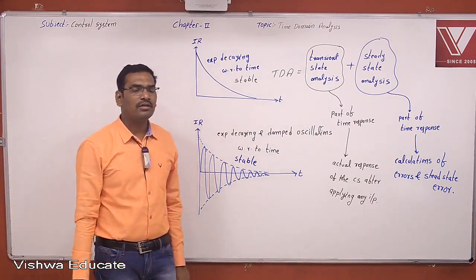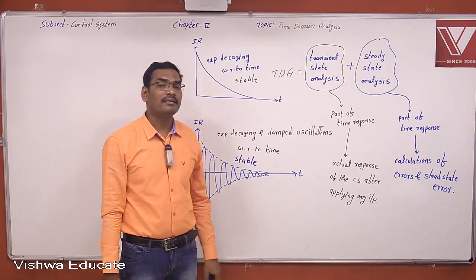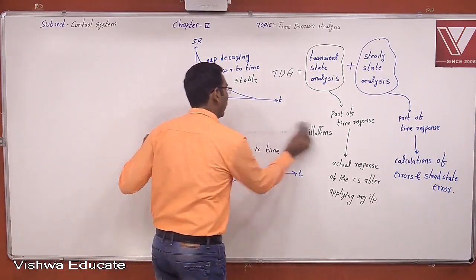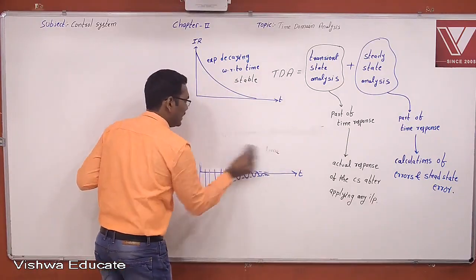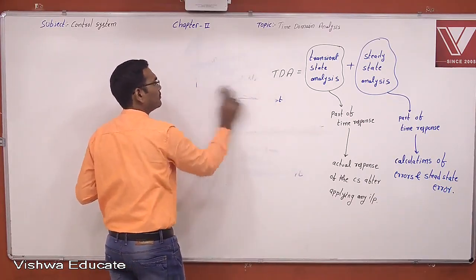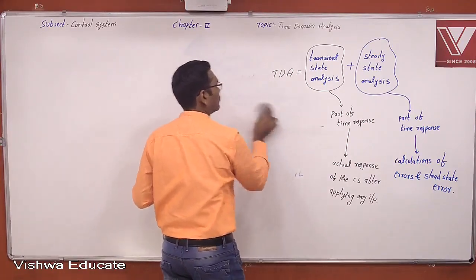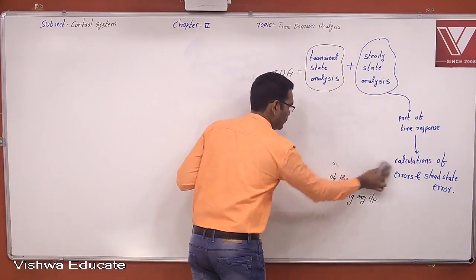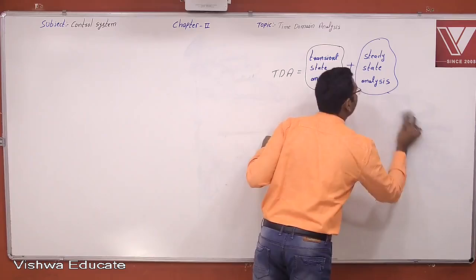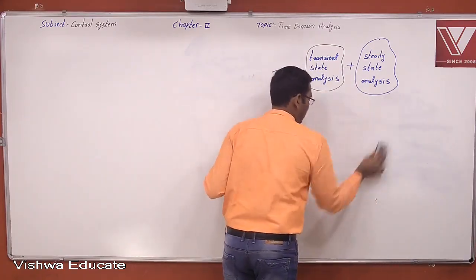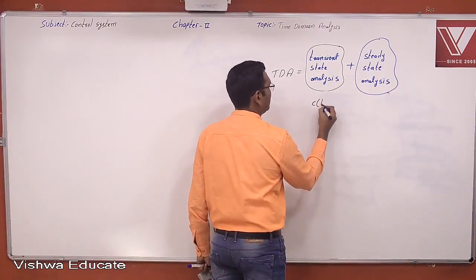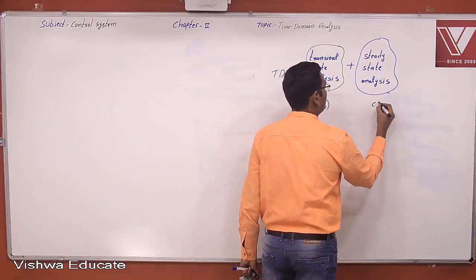Now you may ask one question, sir, how can I recognize that this is a transient term and this is a steady state term? I will give you one easy method such that you can easily identify what is a transient term and what is a steady state term. By looking at the response, you can immediately identify that this is the transient term and this is the steady state term.